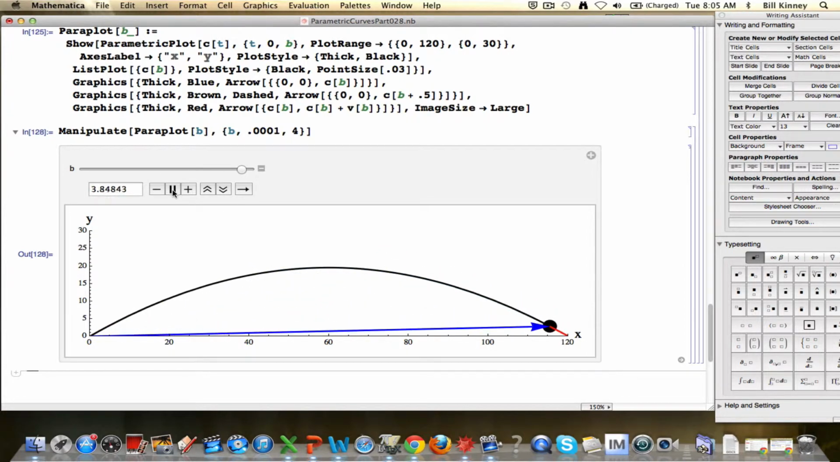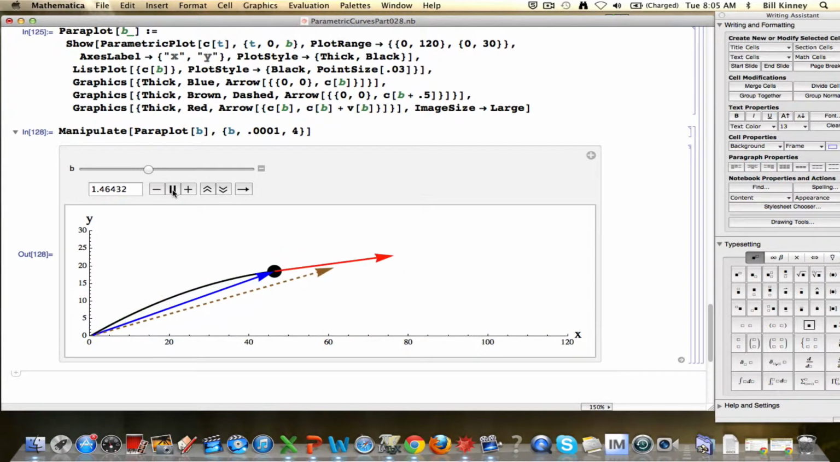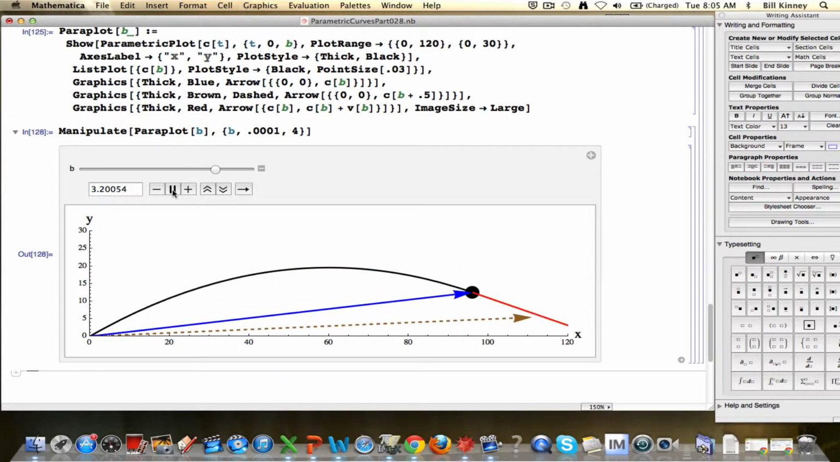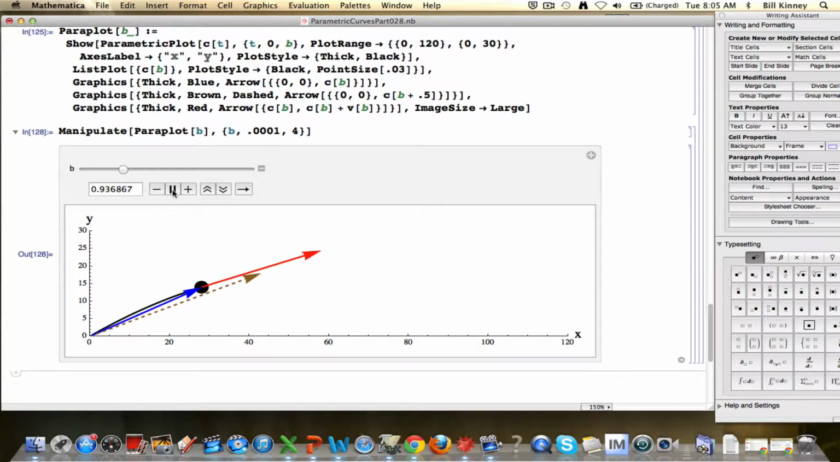We also see some arrows in the picture. First of all, you've got this blue arrow that starts at the origin and goes out to the ball at every instant in time. I paused the animation here at this instant in time, about 1.4 seconds into the motion. That blue arrow is called the position vector of the ball at that moment in time. It again points from the origin to the ball's location at that moment in time.